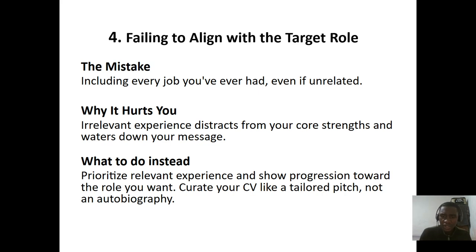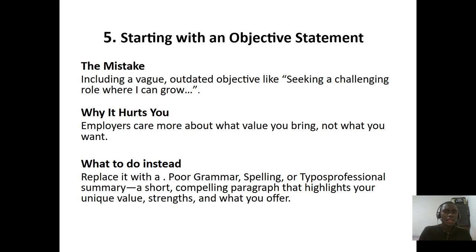Always curate your CV like a tailored pitch, not an autobiography, right? Your CV should be like a pitch. You are pitching to a particular organization, you are pitching to VCs about what you are doing. It should not be an autobiography, it should not be information about your life, right?